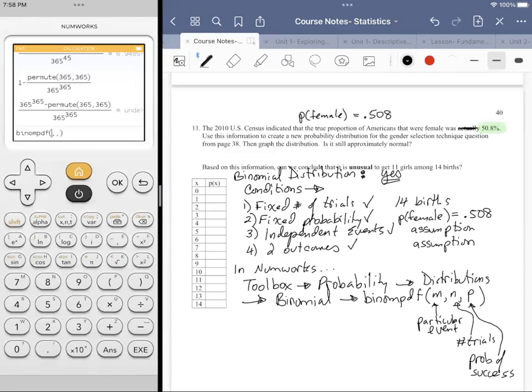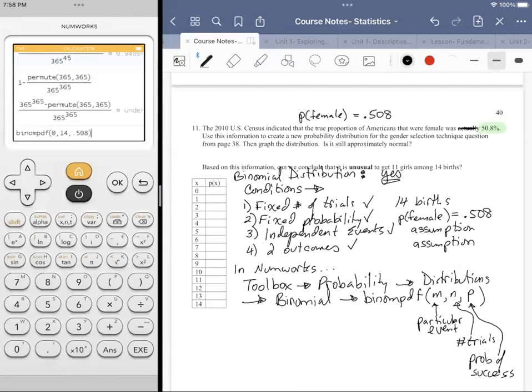I must have hit the OK button like 7 times before it actually took. So the quote unquote success would be 0. So I'm going to work my way right through this table. All right. So the number of trials was 14 and the probability of success was 0.508.